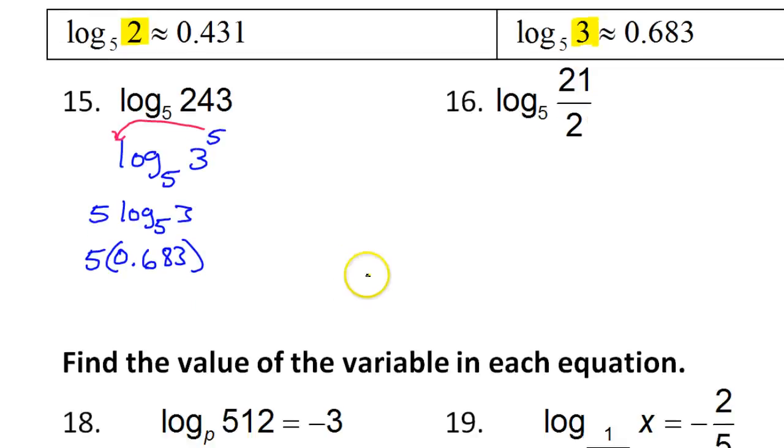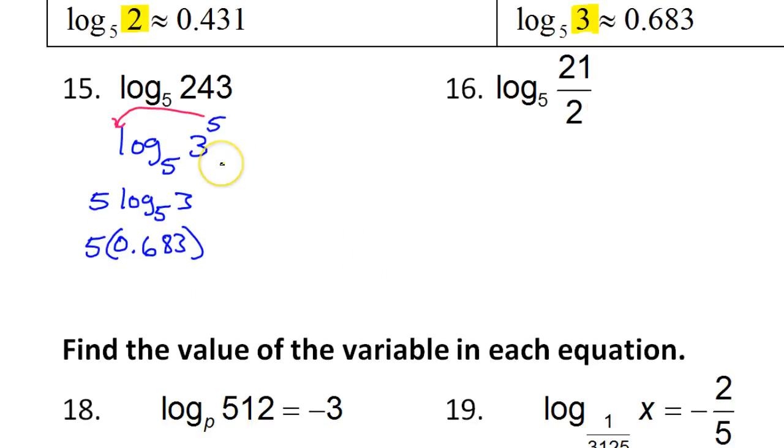Though we will not be allowed to use a TI-30XS MultiView, we can use our bootleg 4-function calculator, which I'm going to do right now. So this would be 5 times 0.683, and that will be 3.415. Okay, so that's number 15.